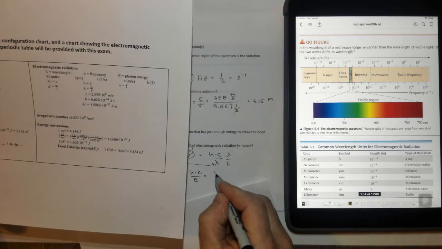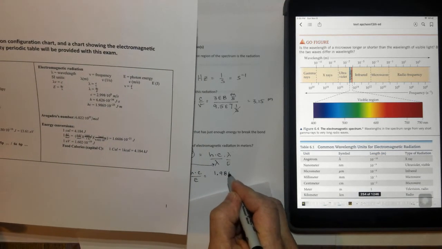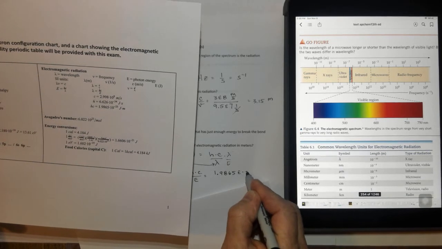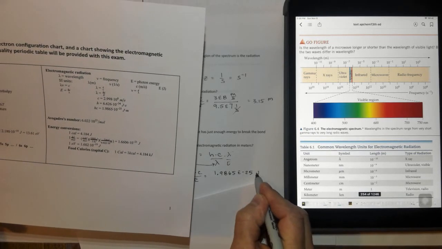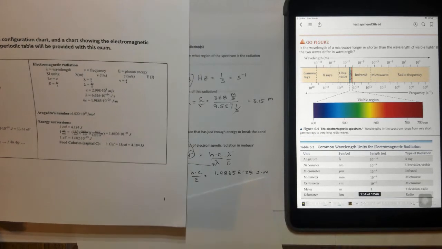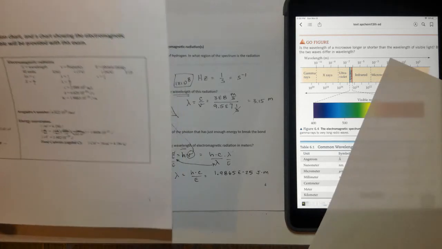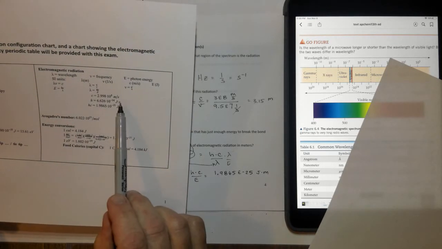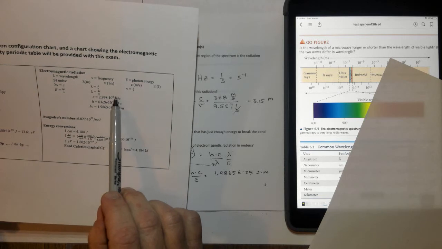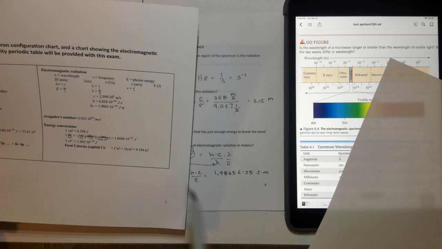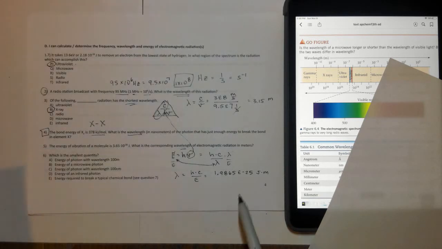It's equal to 1.9865 times 10 to the negative 25th joules times meters. They already did the unit canceling for you there as well, because of course Planck's constant is in joules times seconds, and then c is in meters per second, so you get the canceling of those units.